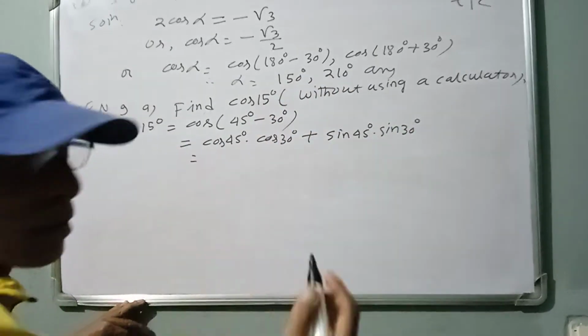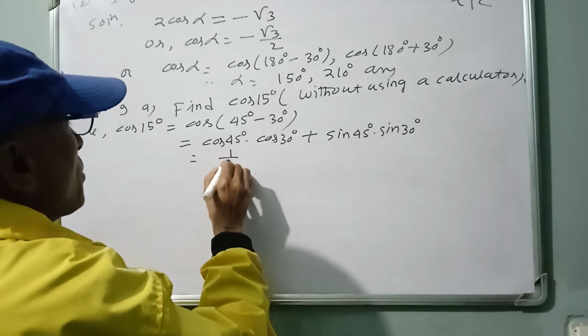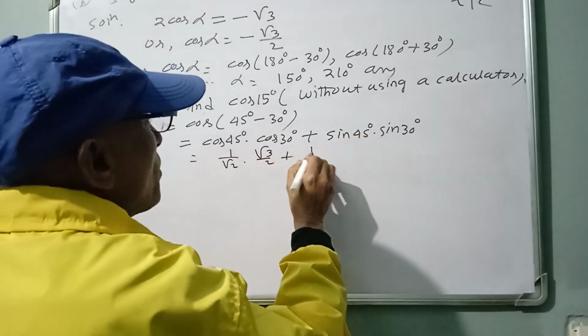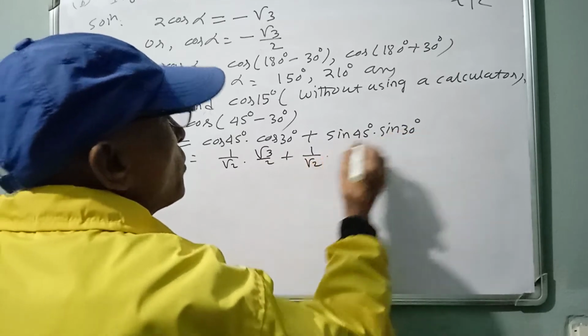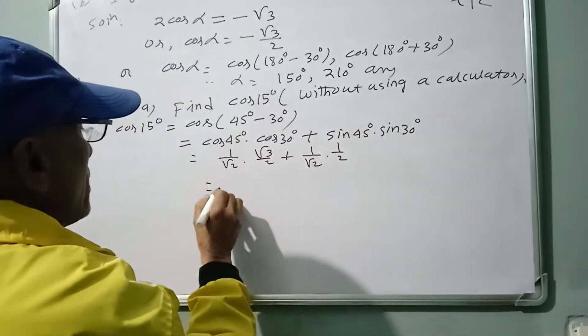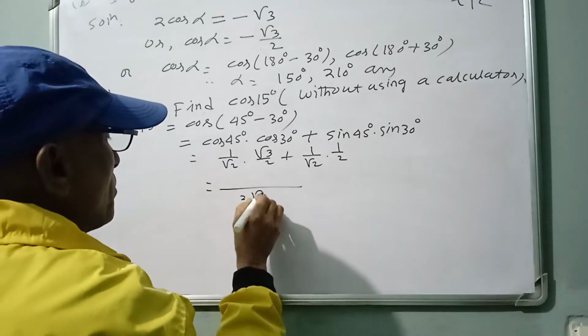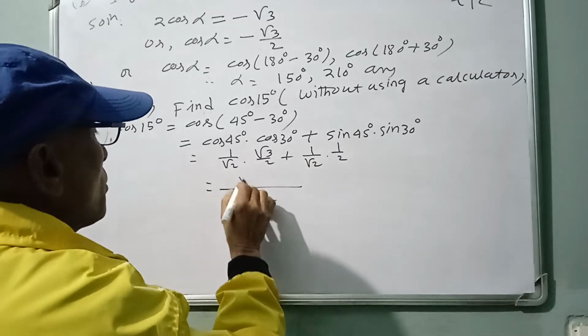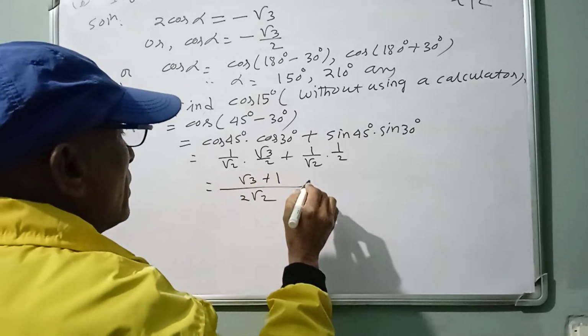Now put the general values: cos 45 is 1 by root 2, cos 30 is root 3 by 2, sin 45 is 1 by root 2, sin 30 is half. Take LCM, 2 root 2. Without wasting time, we can directly do 2 root 2, root 3 plus 1 over 2 root 2.